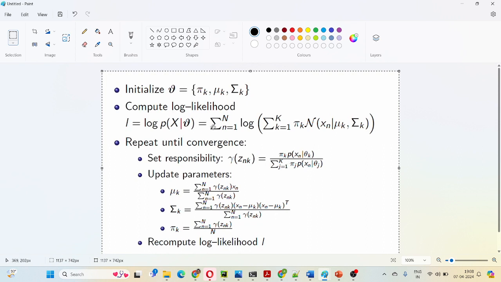First the log likelihood, and then set an initial value for this gamma z n k, the responsibility, and then keep updating the parameters. Recompute the log likelihood, then from that compute the responsibility, and from that update the parameters. Like that it will continue till convergence.